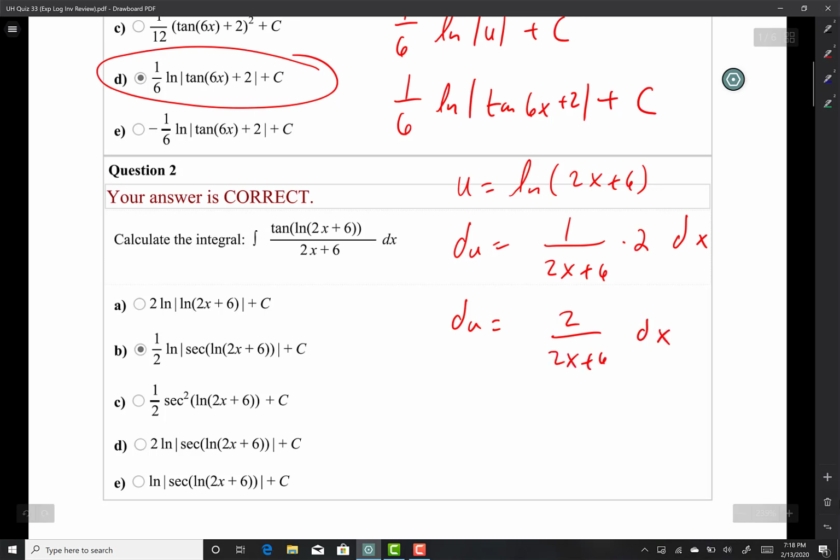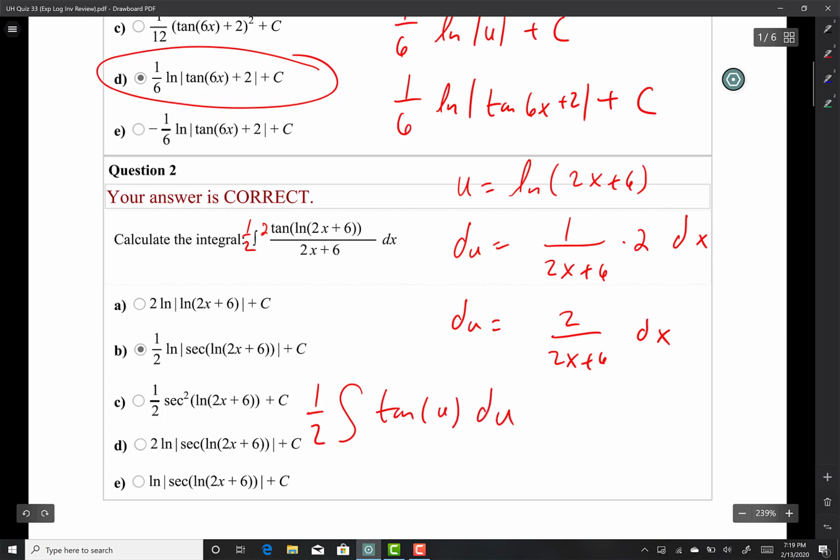I'm kind of tempted to factor out a 2 in the bottom, but I'm going to leave it in there for now, guys. So now I have this. I have the integral, and I don't have the 2 over 2x plus 6. I'm going to insert a 2, put a half on the outside. So I have a half, and I have tan of u du.